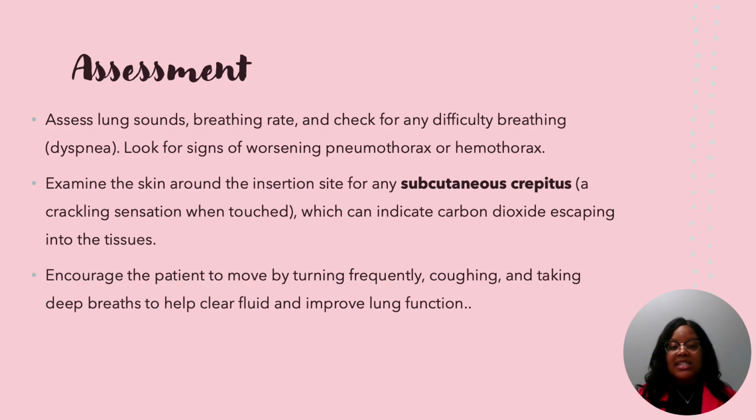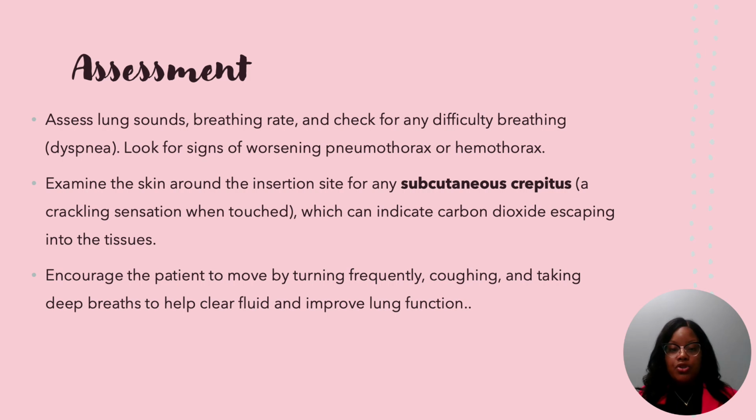All right, so what assessment should we be doing? We should be assessing the lung sounds and breathing rate, and we should check for any difficulty breathing. We want to look for signs of worsening hemothorax or pneumothorax. Is the patient actually getting better with this chest tube, or are they getting worse? We want to examine the skin around the insertion site of the chest tube and look for any subcutaneous crepitus. That can show that air has escaped into the tissues. When you press down on it, you can hear a crackling sensation, like little Rice Krispies.